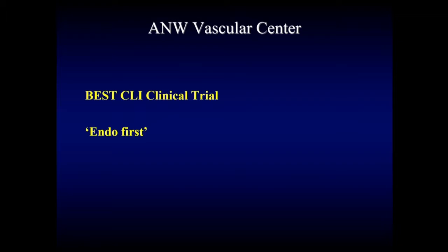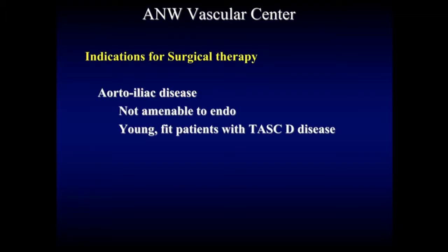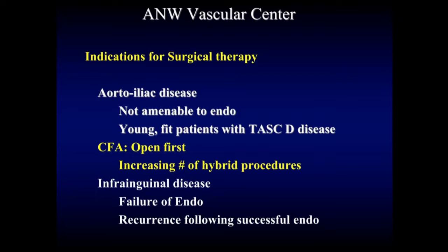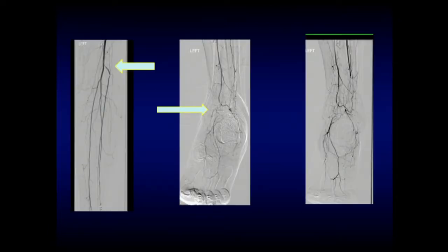And then we do have an endo-first strategy in our vascular surgery team. So indications for surgical therapy for aortoiliac disease: that which is not amenable to endo, or young fit patients with very complex disease. The common femoral artery, endarterectomy first, and we have an increasing number of hybrid procedures. These are with endarterectomy and iliac stent or endarterectomy and distal intervention. And for infrainguinal disease, failure of endovascular therapy either initially or with recurrence after successful initial endovascular therapy.